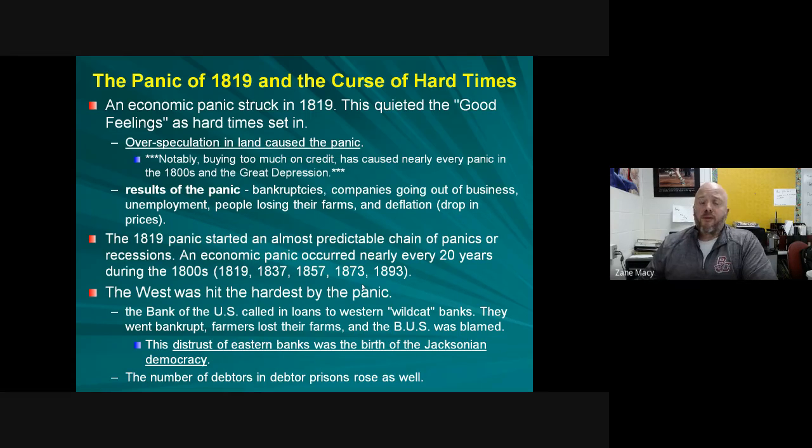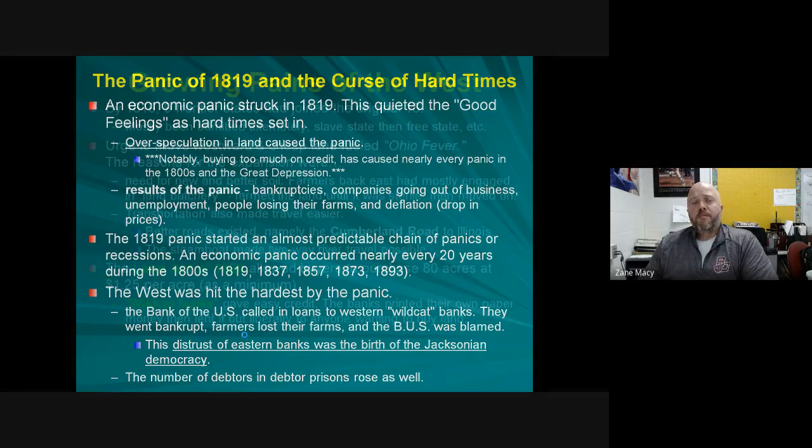When the banks go bankrupt and start calling in their loans because the Bank of the United States is calling in the loan on the wildcat bank, farmers can't pay all that money back, so the bank ends up foreclosing. Farmers end up losing their farms. The Bank of the United States ends up getting the blame, and that's going to put the Bank of the United States in the crosshairs of Andrew Jackson as he starts pushing toward gaining the presidency a few years down the road.